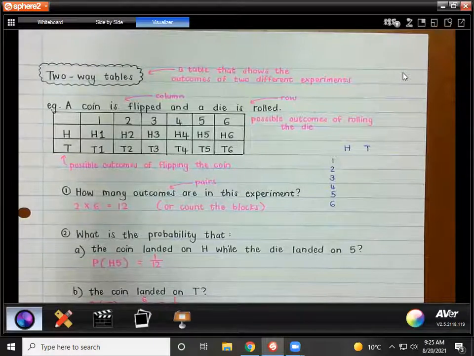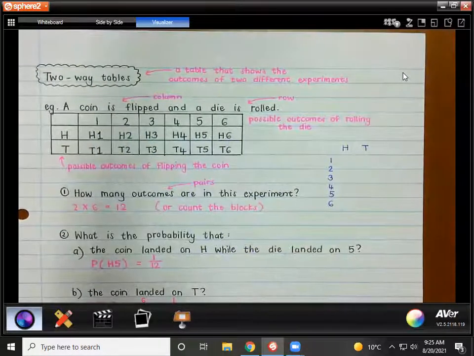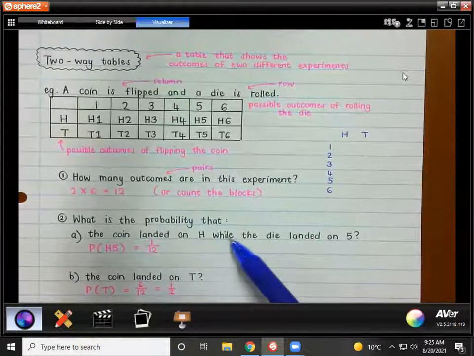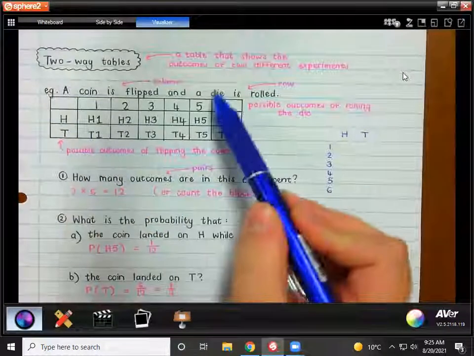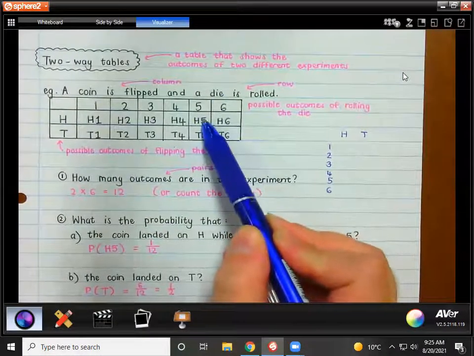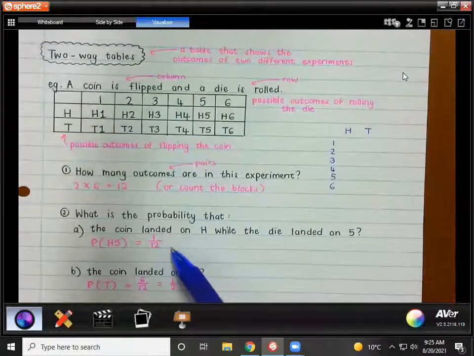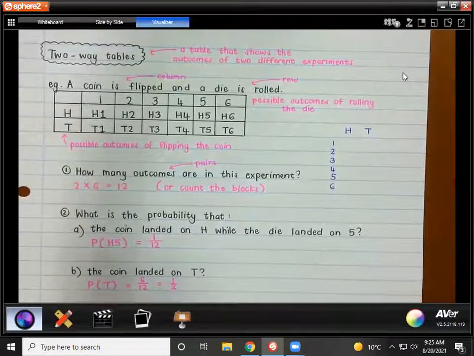Okay? Now, guys, when you're doing probability, it's going to be over 12 every time, because that is how many possible outcomes you have. How many possible combinations you have. So all your probabilities are going to be over 12. So now they're saying, what is the probability that the coin landed on heads while the die landed on 5? How many heads and 5s are there? Heads and 5 is only 1, hey? Out of how many possible outcomes? 12. So 1 over 12. Right? Do you see how you use the table?